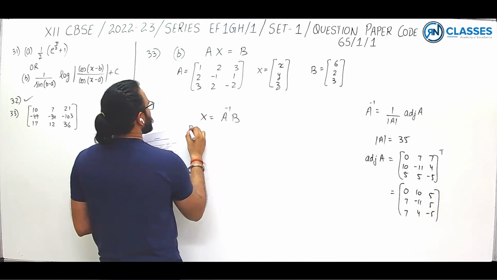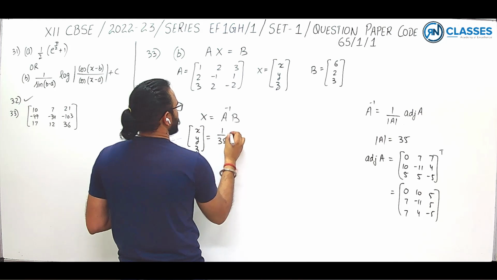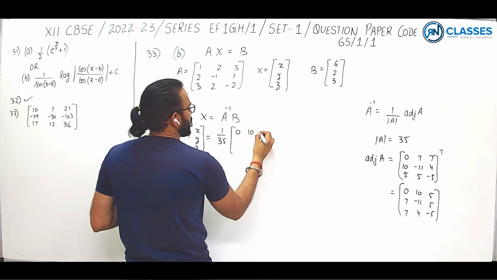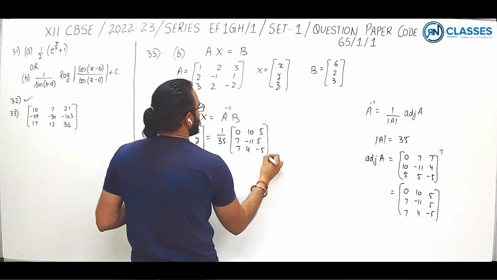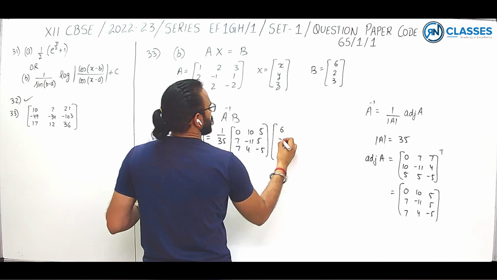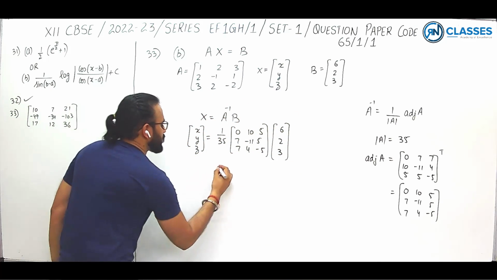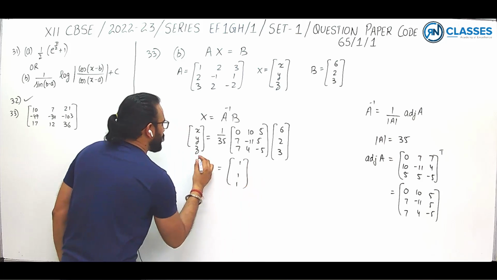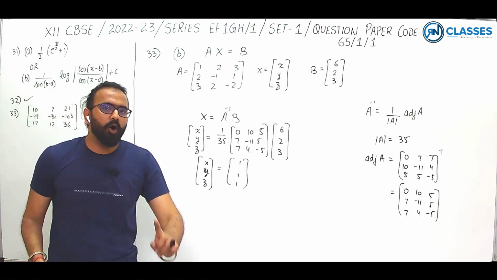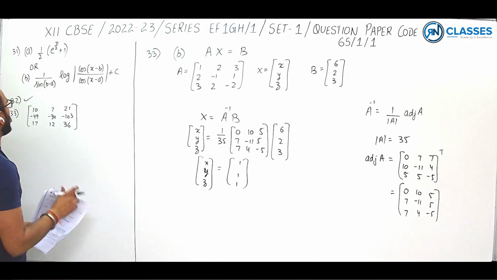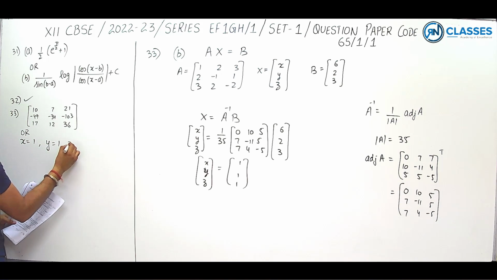So finally matrix X, that is the matrix of variables, equals A inverse, 1 by 35 into the adjoint, that is 0 10 5, 7 minus 11 5, 7 4 and minus 5, into matrix B, that is the matrix of constants 6 2 and 3. As soon as you simplify this, finally the right hand side turns out to be 1 1 1, and on comparing the two matrices you will get the values of X Y Z. They all are equal to 1. So finally the answer to question number 33, choice part, is X equals 1, Y equals 1 and Z equals 1.